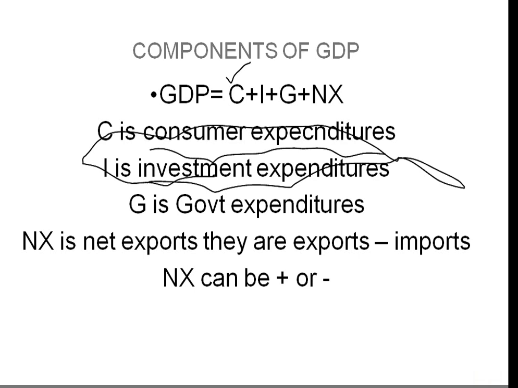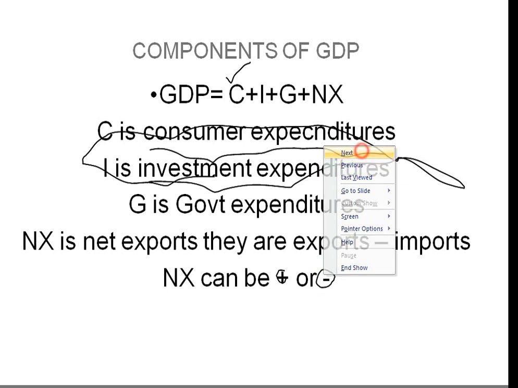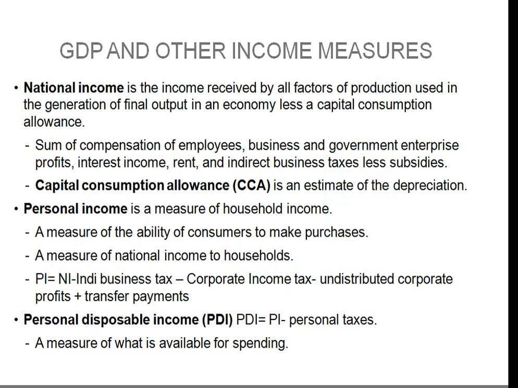G is the government expenditures. Whatever is spent by the government is called G. NX is the net export. It is equal to exports minus imports, and this can be positive. If we have more exports, we get a positive sign. If we have more imports, then it will be negative. It means we are spending more on foreign goods.